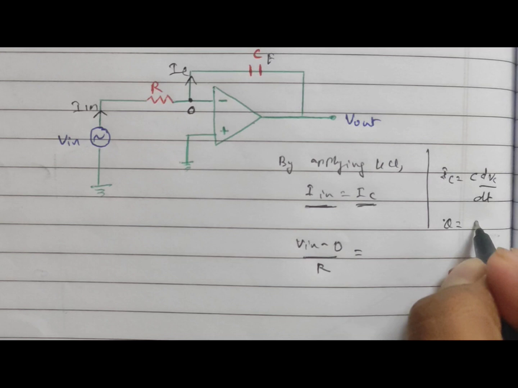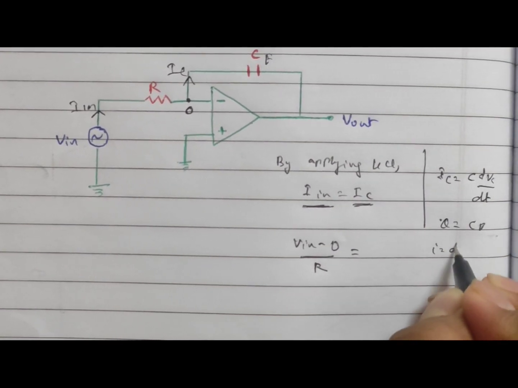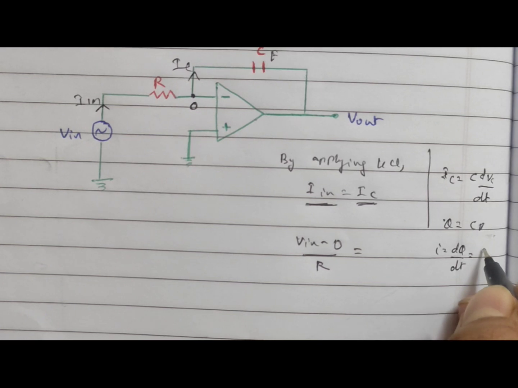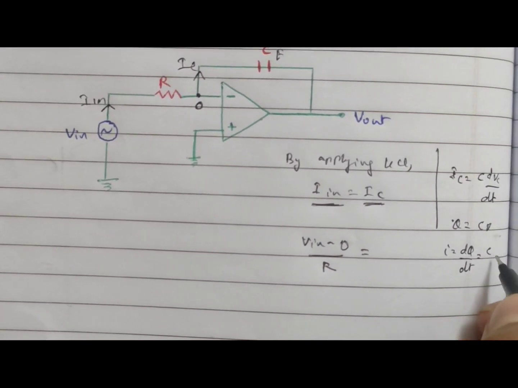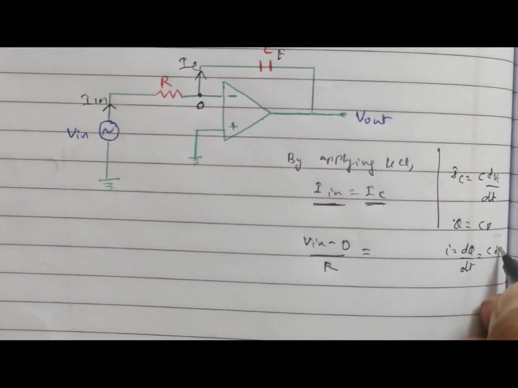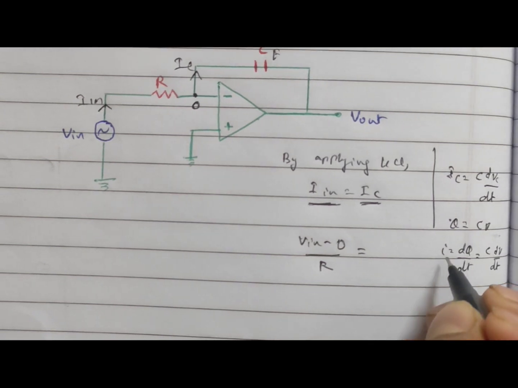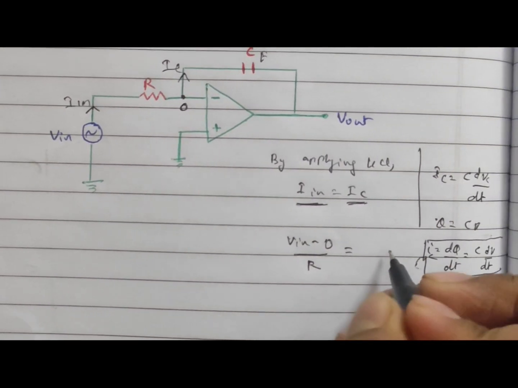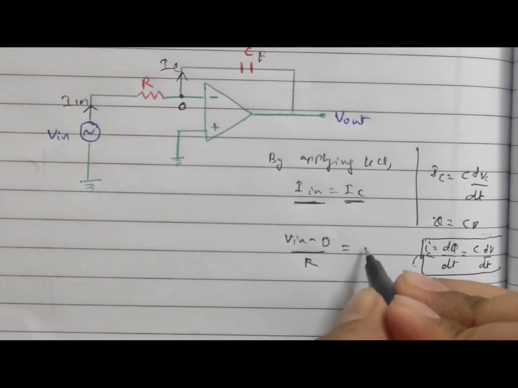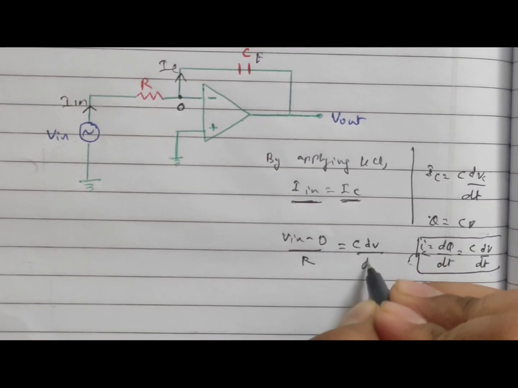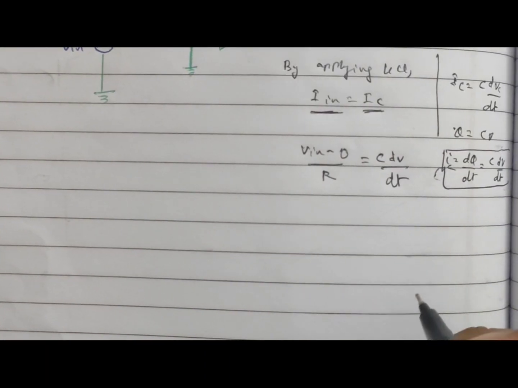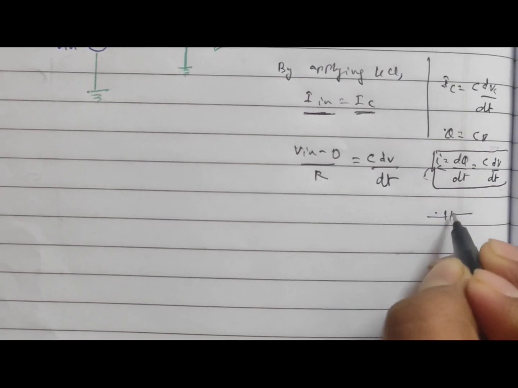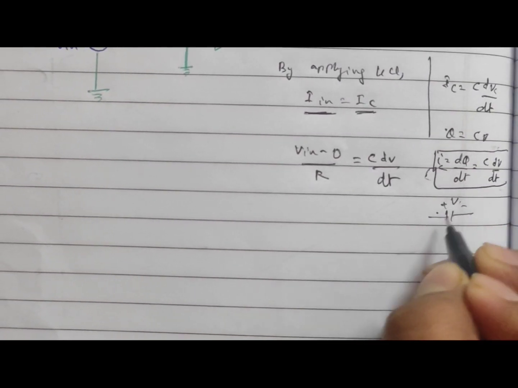We know Q is equal to C into V, and I is equal to dQ by dt, where we get, at constant capacitance C, I is equal to C into dV by dt. Therefore IC is equal to C dV by dt. Current passing through the capacitor is C dV by dt, where dV is the voltage across the capacitor.